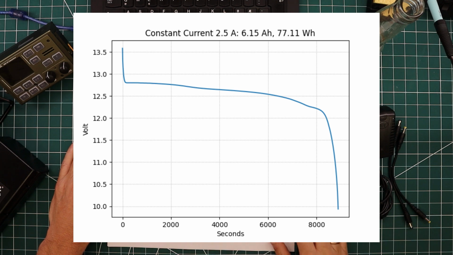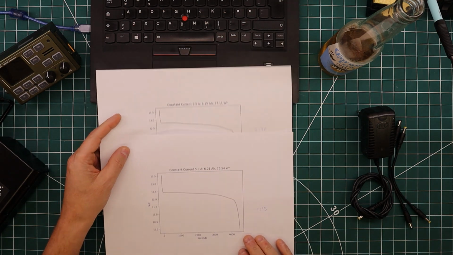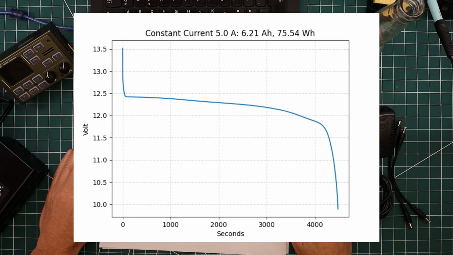Should be more than enough power to do at least more than one activation. And just to see how well it worked at the higher power draw, I did the exact same test, only on 5 amps. And pretty much the numbers that you expected to double did double, and the numbers that you expected to remain the same did remain the same. At 5 amps, I got 6.21 amp hours compared to the 6.15. That's close enough to be a measuring error, I think. And also for the watt hours, I got 75.74 compared to 77.11 watt hours at 2.5 amps.